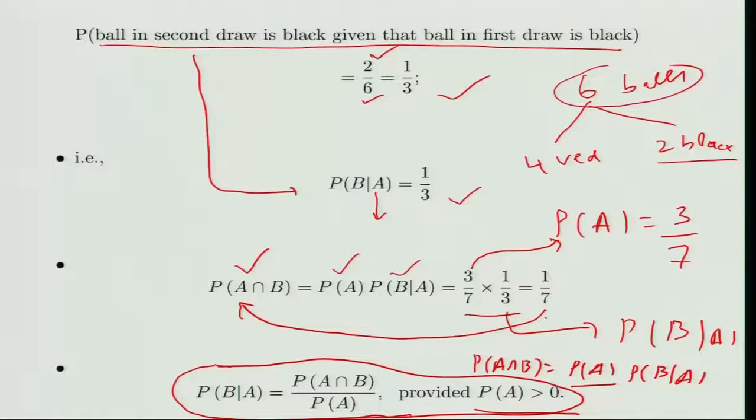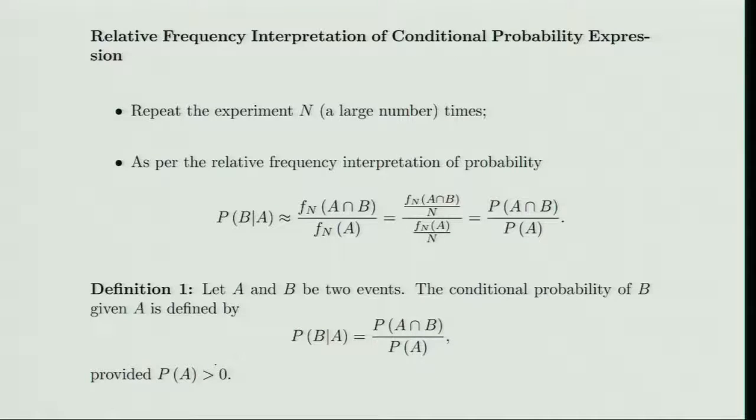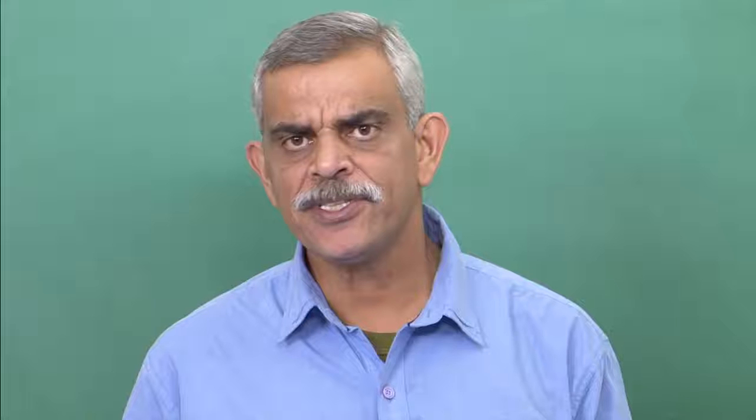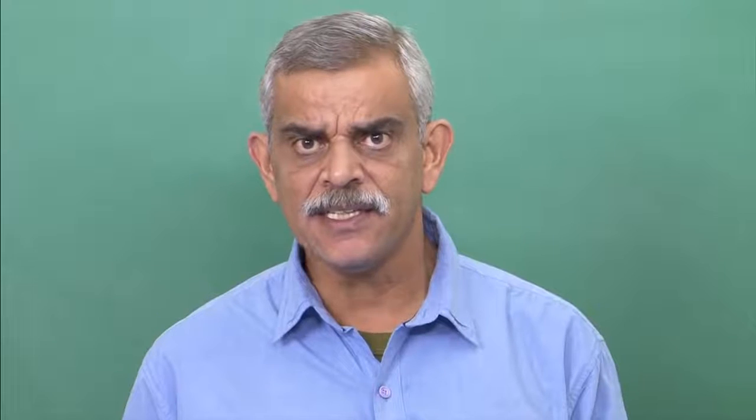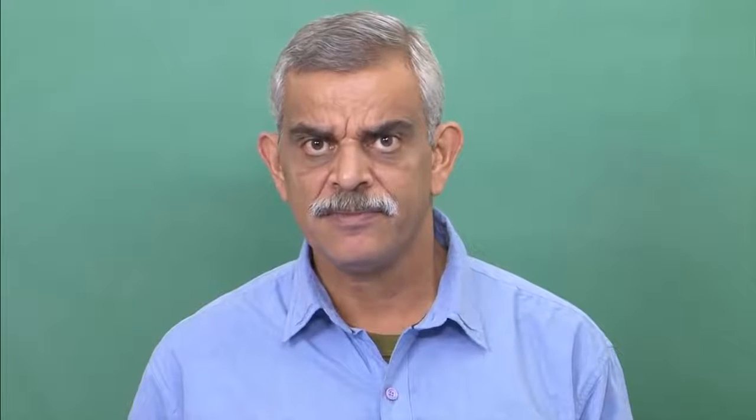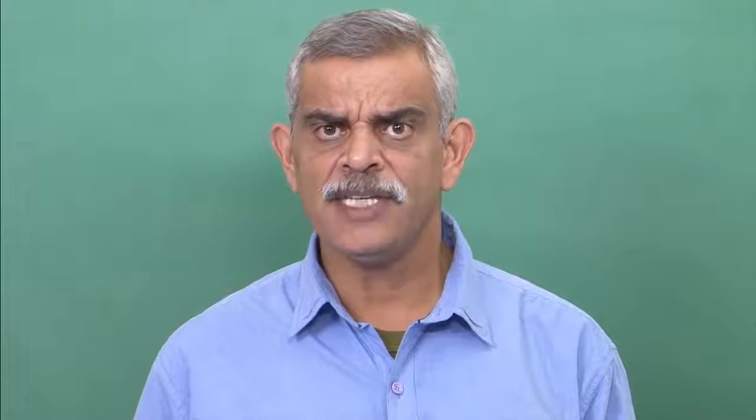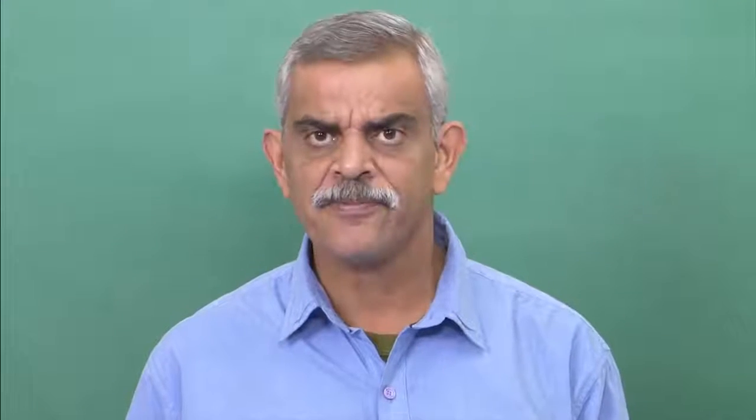Let us try to give another justification using the relative frequency approach of the probability. So suppose you have a random experiment which has been repeated n times. Now I look at what is the probability of B given A. What is B given A? That means you are given an information that event A either has occurred or is about to occur. So the information is that whatever may be the outcome, it has to be an element of A.